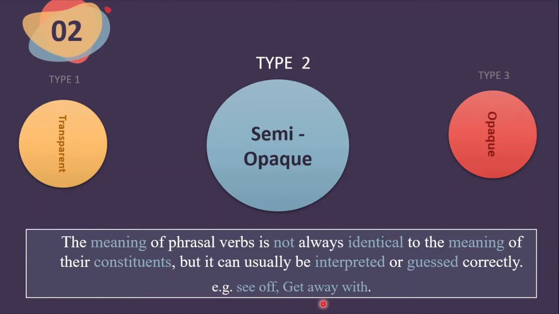It's for the grammarians. And we can see other examples like come about and get over. They all have the same thing, which is that it is not as easy as transparent, but it's still guessable somehow if you are familiar with the elements of the phrasal verb.